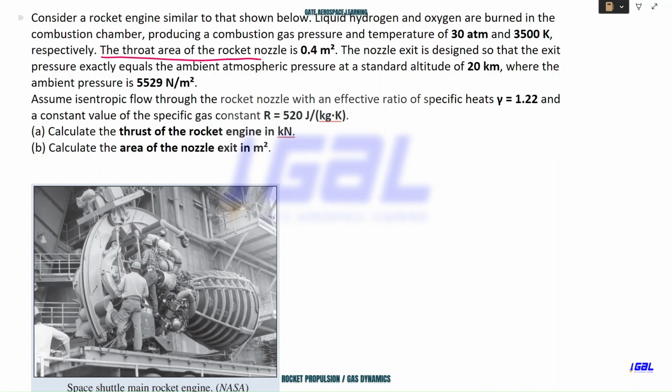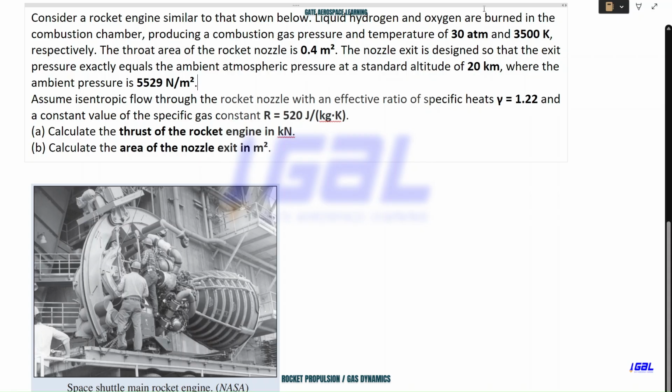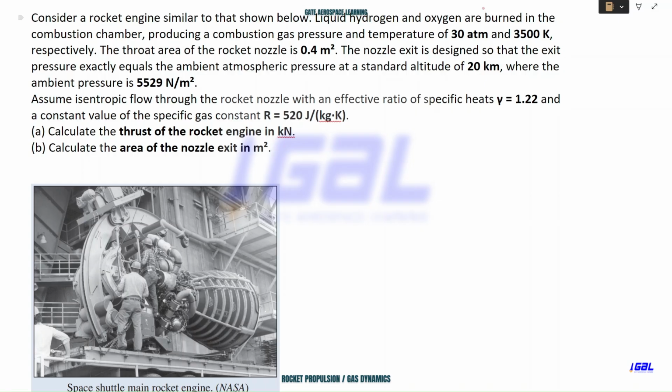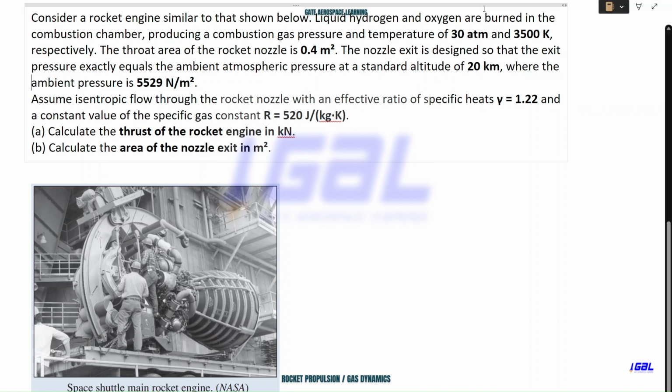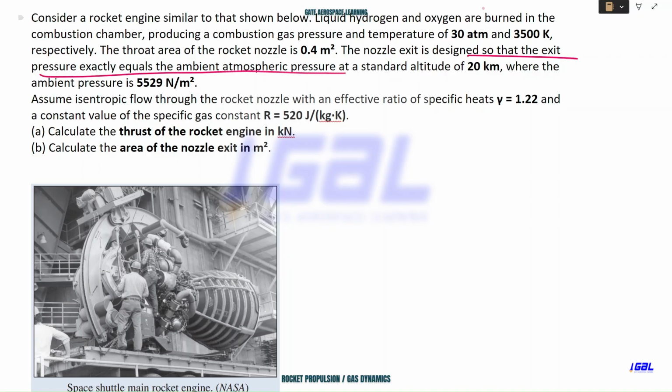The throat area of the nozzle is 0.4 meter square. This is the throat area they're talking about. I'll draw the diagram as well, but they have already provided one. The nozzle exit is designed in such a way that the exit pressure exactly equals the atmospheric pressure at a standard altitude of 20 kilometers, where the ambient pressure is given. I hope you now appreciate why I have taken this question. We need to understand this statement to be more precise. If you do not understand this statement, there is no point in solving this question further, because it is really required to solve the question.